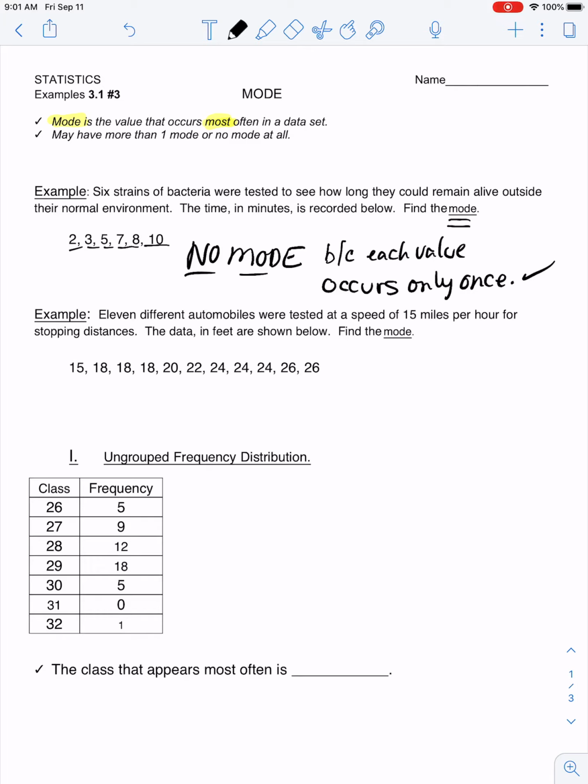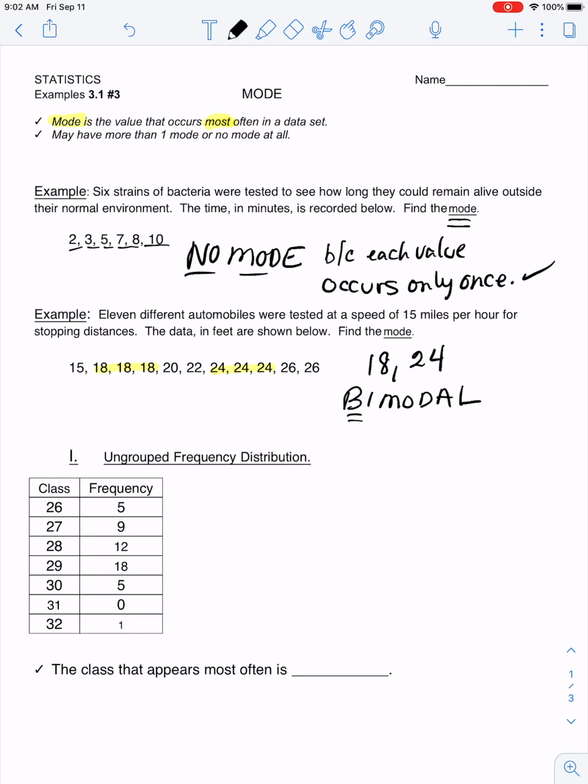Next one, we have a set of data where cars travel at 15 miles per hour, and they check their stopping distances. The data in feet are shown below. Again, you're looking for numbers that occur most. For example, here I see 3 18s, and over here I see 3 24s. That means the mode for this one is 18 and 24, because they occur most and have the exact number of occurrences. When you have 2 modes, you call this a bimodal distribution.